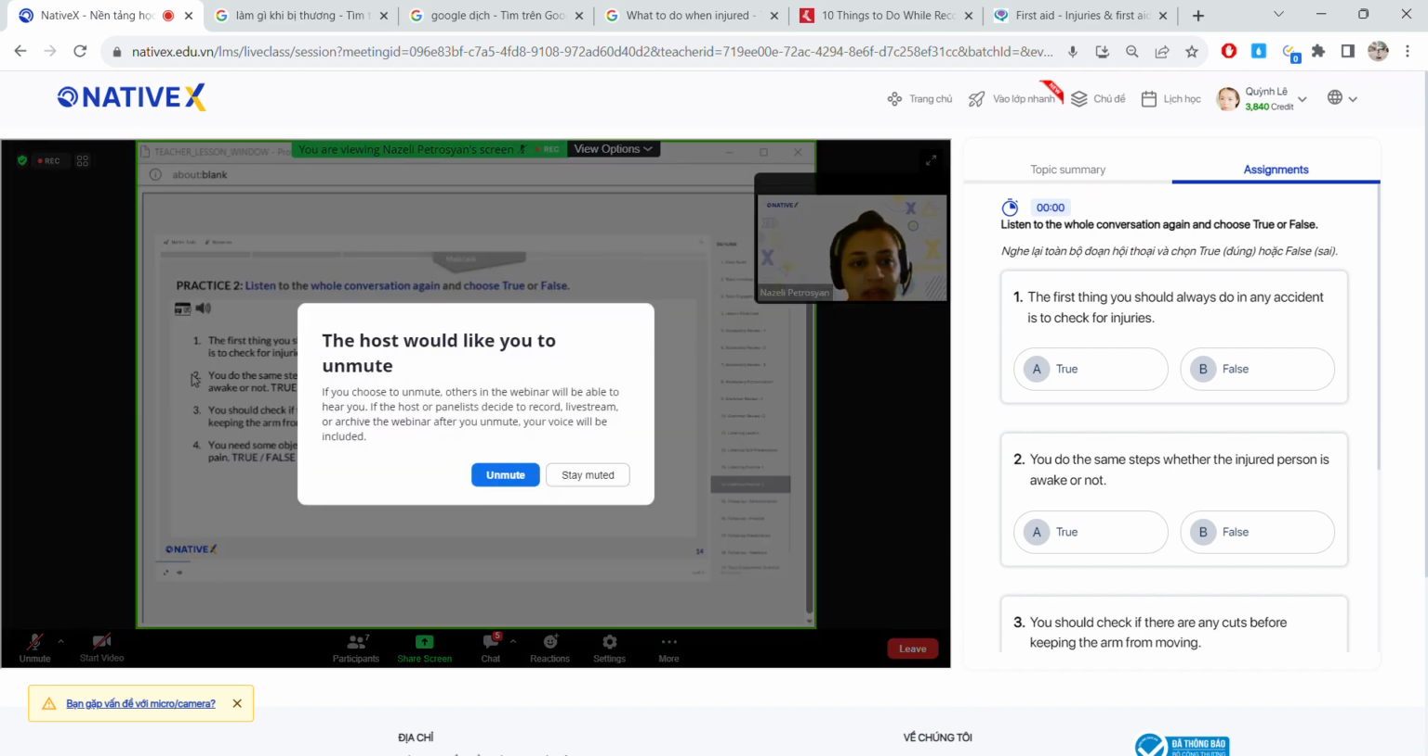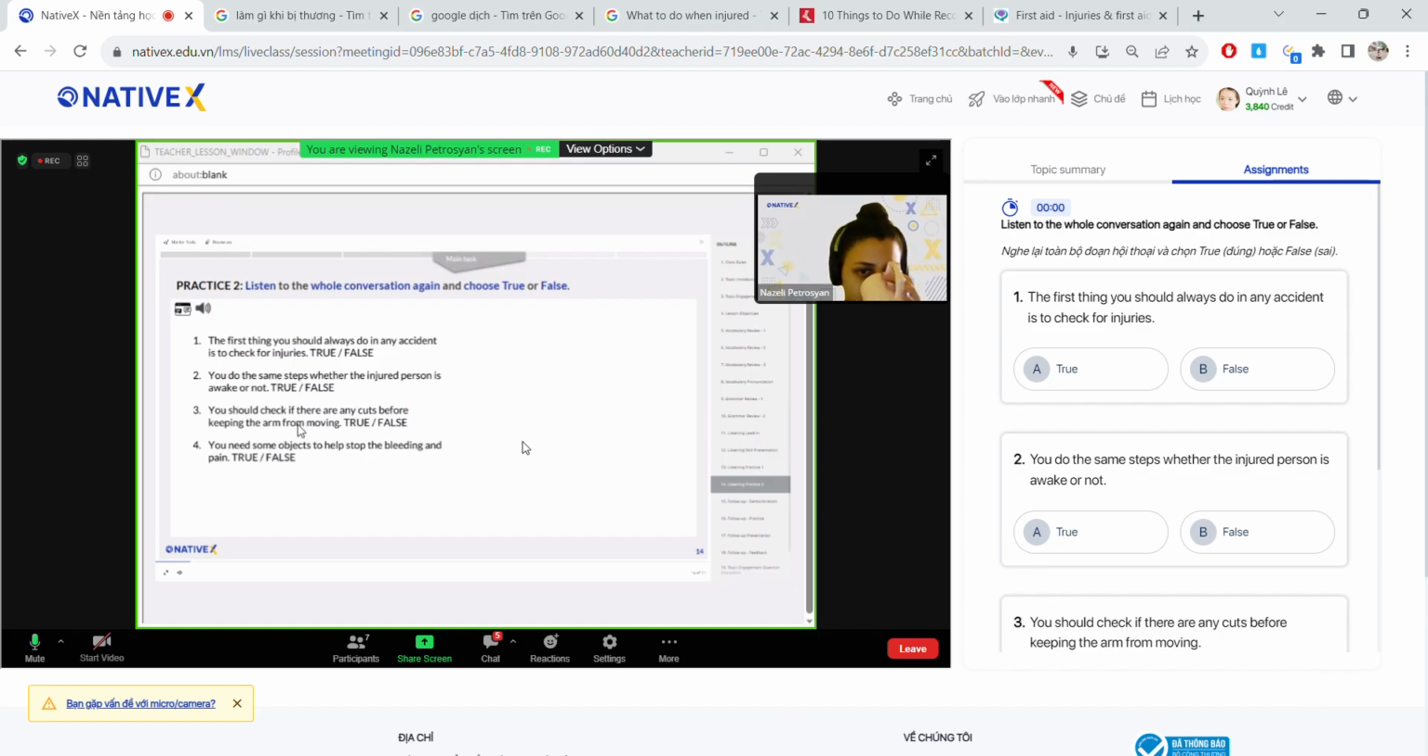Now, Quinn, tell me the keywords for number 1, please. Yes, the keyword number 1 is the first thing, do any accident, check injury. Okay, so there we go, very good. Quinn, tell me the keywords for number 2, please. Yes, the keywords are set that whether injured person awake or not. Okay, so that was another good identification.